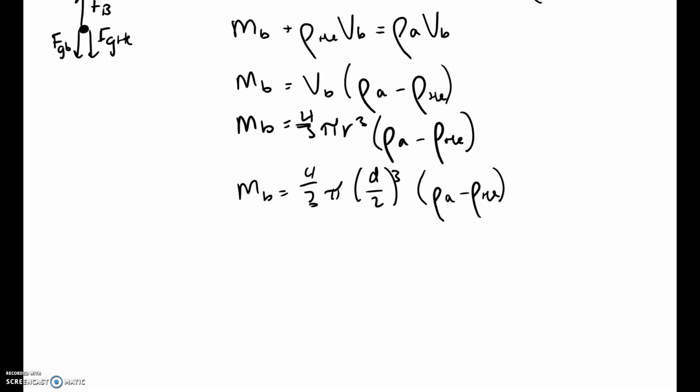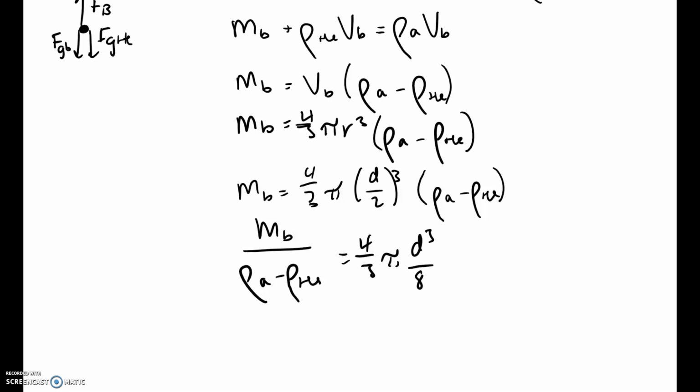All right, so now it's just a math exercise, a little bit of algebra. So divide by the densities on both sides. That leaves us with 4/3 pi d cubed over 8. And that simplifies to pi over 6. Is that right? I think so, right? Okay.